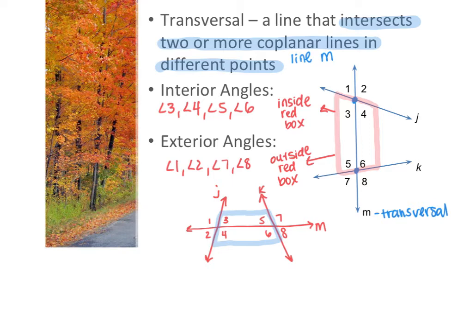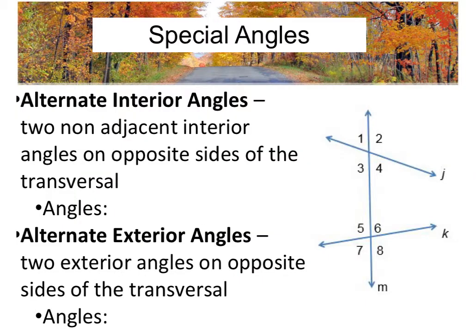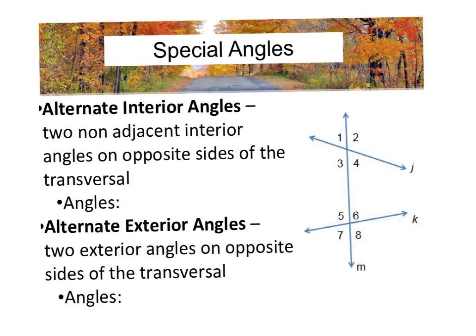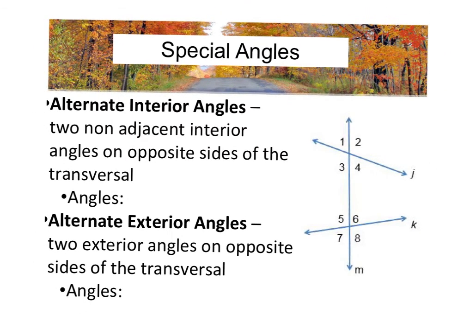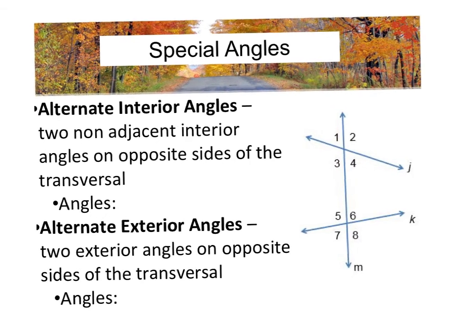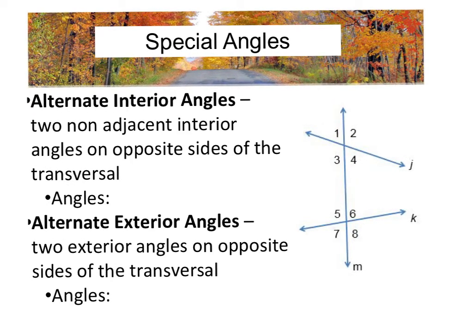So our interior angles for this case are 3, 4, 5, and 6, and our exterior angles are 7, 8, 1, and 2. Alternate interior angles are two non-adjacent interior angles on opposite sides of the transversal. So if we were to look at our interior angles in the figure, let's highlight those in our red box. That would be these.